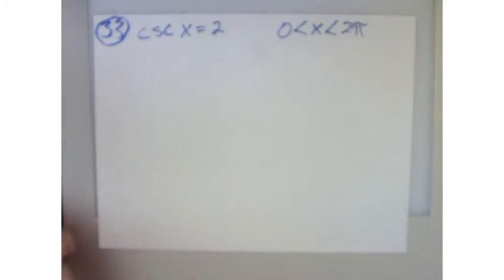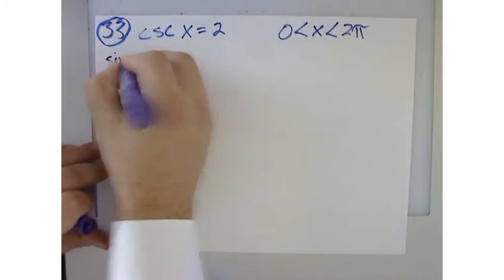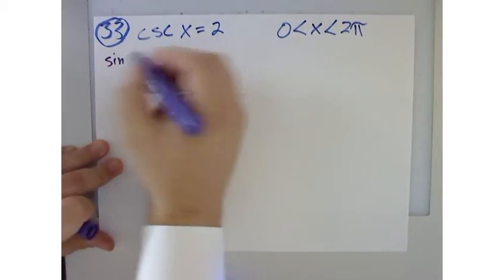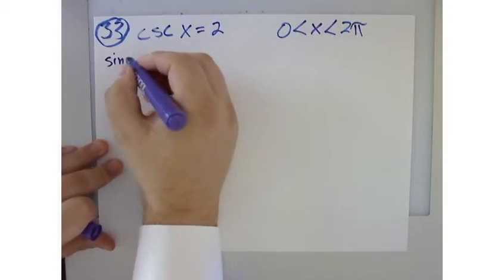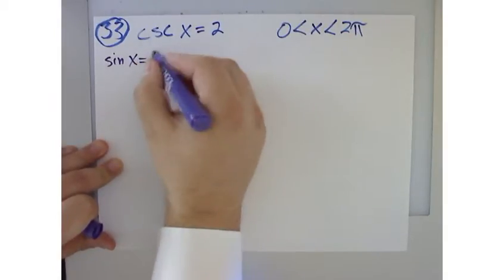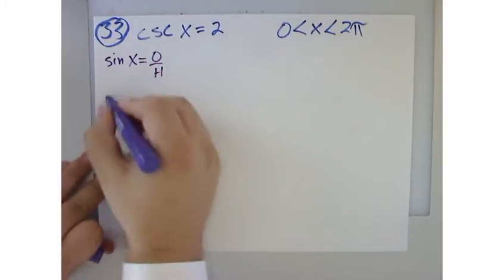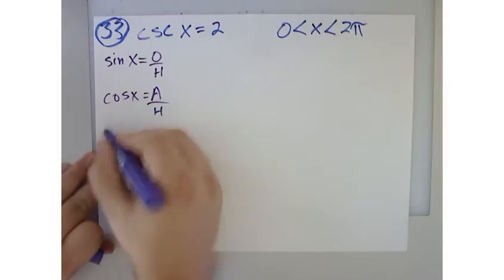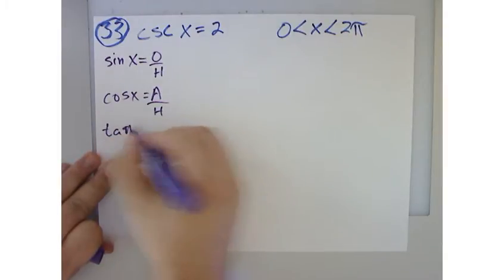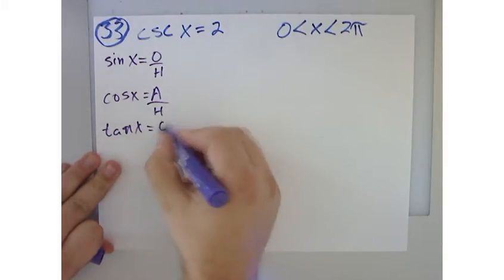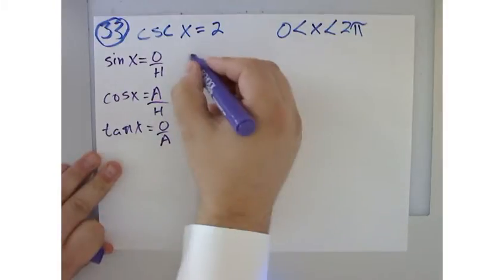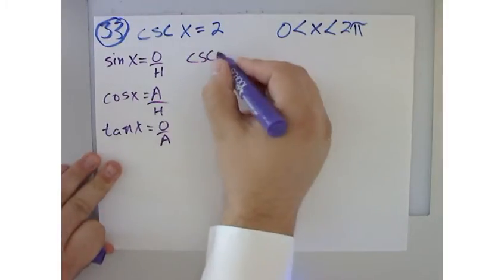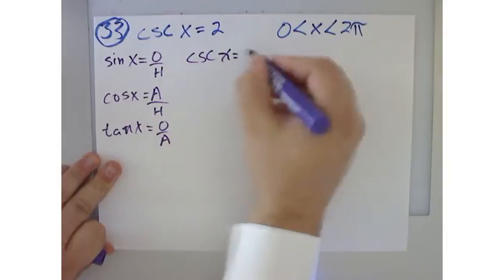Remember that, on the xy plane, sine of x is equal to the opposite over the hypotenuse. Cosine of x is equal to the adjacent over the hypotenuse. Tangent is equal to opposite over the adjacent. And then cosecant is just the reciprocal of sine.